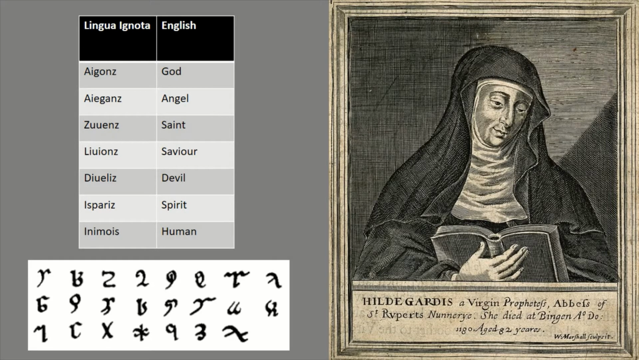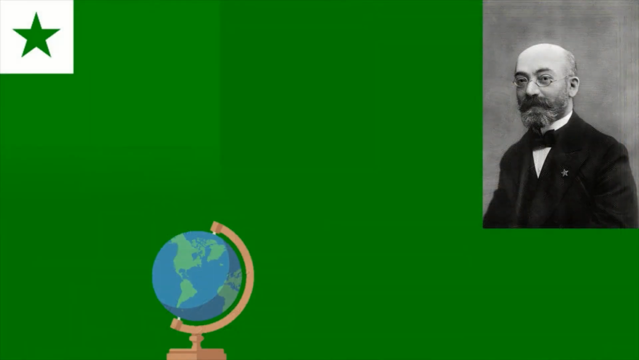Conlanging is not an entirely new concept. It has actually been around for hundreds of years. Hildegard of Bingen, a German 12th century nun, was one of the earliest people to create a conlang. Her language was known as lingua ignota and contained nouns with gender, as well as its own writing system. Nearly 700 years later, Dr. Zamenhof popularized constructed languages with the creation of Esperanto.